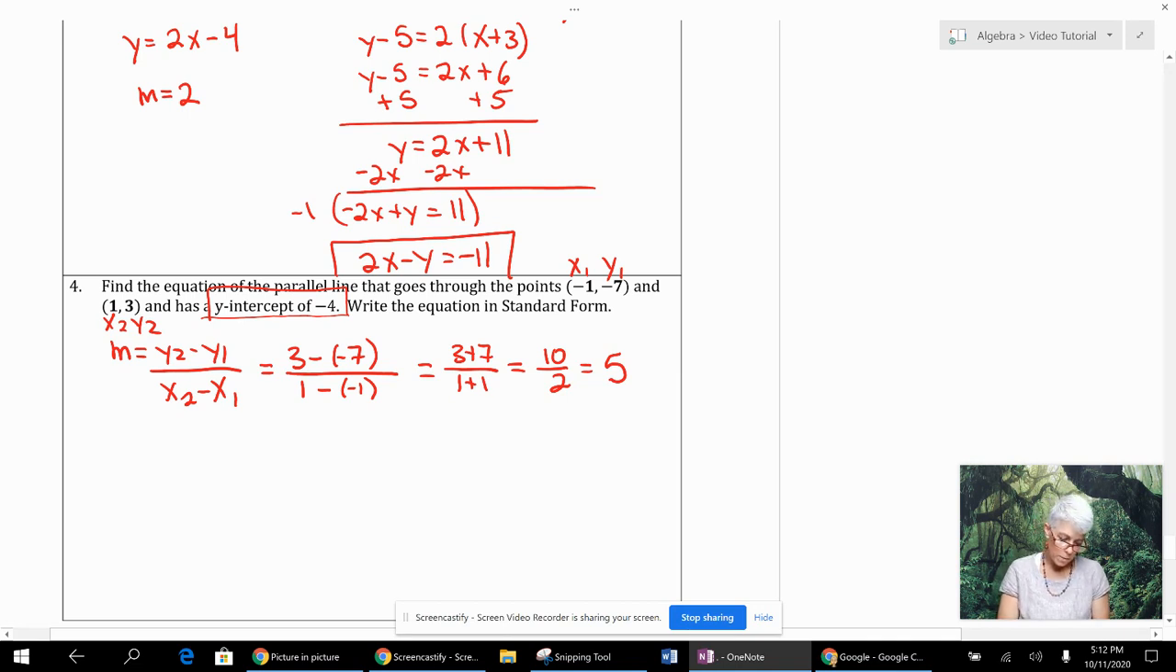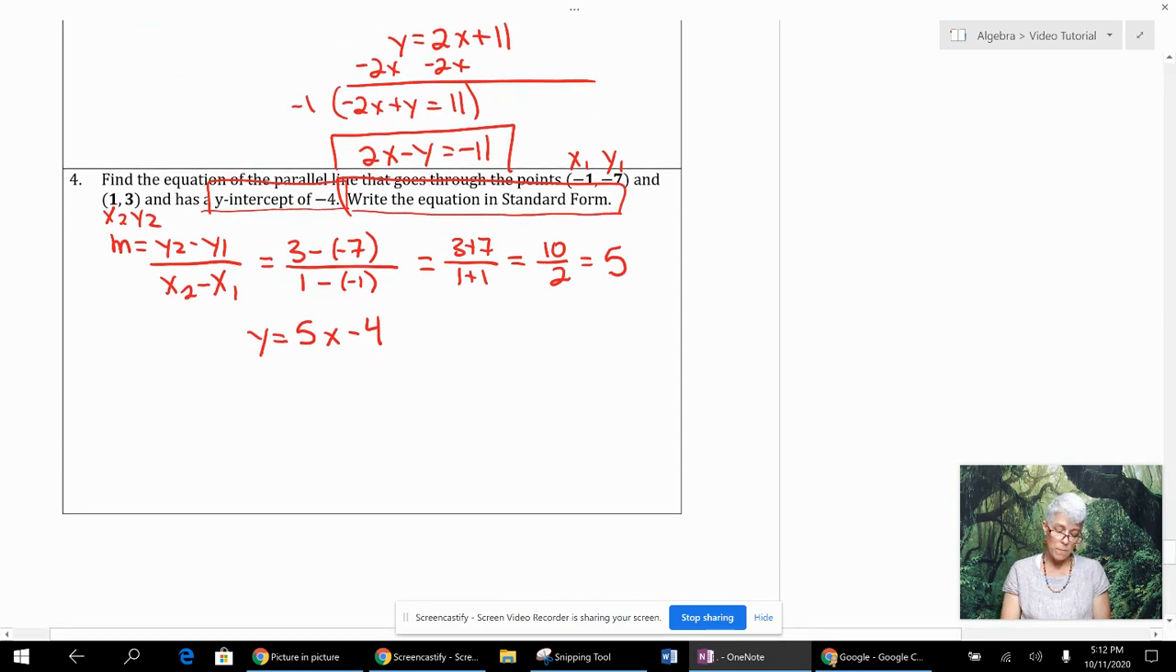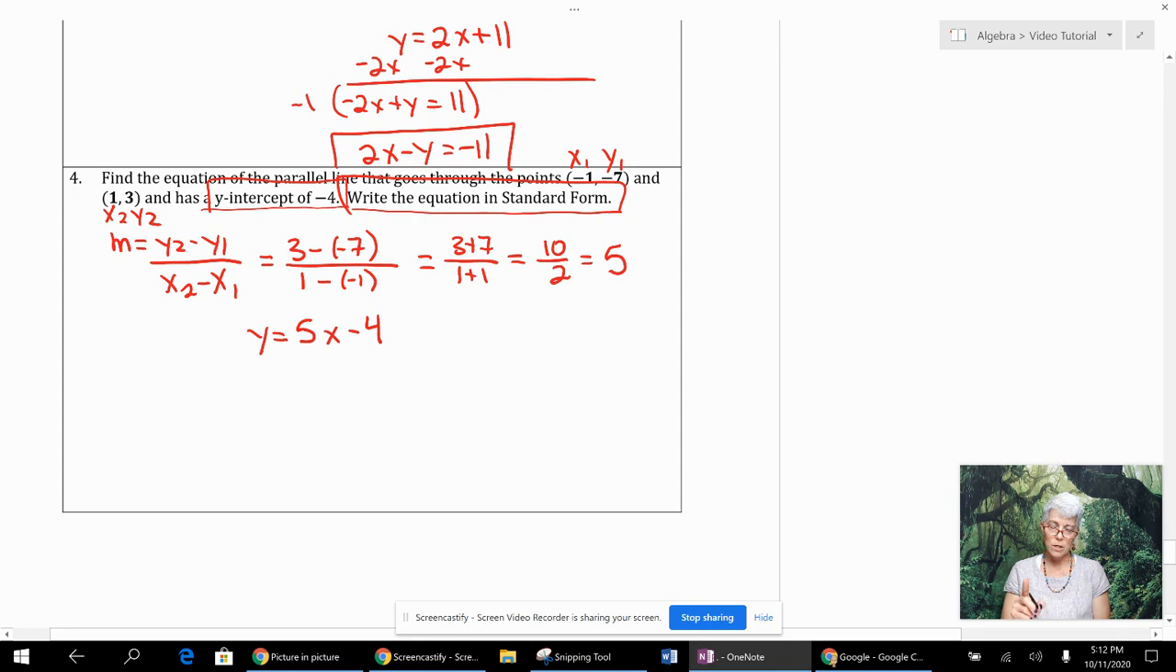So I'm going to write y equals 5x minus 4. But I'm not done. Don't stop there. Write it in standard form. Oh my gosh, I'm telling you, that's what messes everybody up on this next test. So don't be like your teacher. Pay attention. Don't make dumb mistakes. So I'm going to move the 5x over.